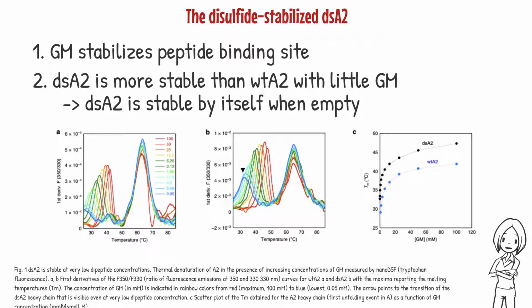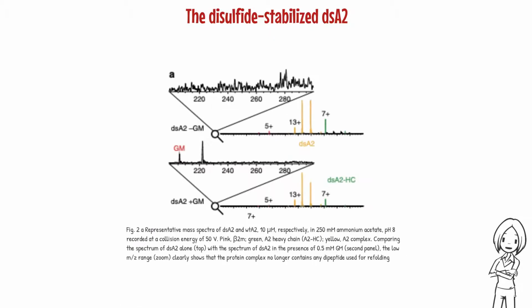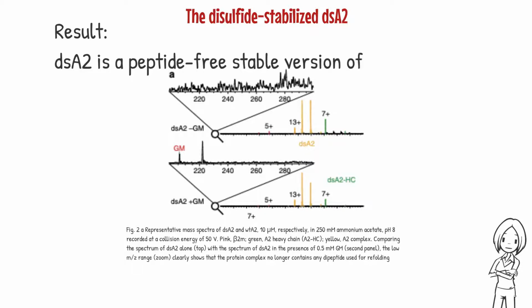To demonstrate that the peptide binding site of the disulfide stabilized class 1 molecule really had no dipeptide in it, mass spectrometry was performed after removing any peptides by size exclusion chromatography, presenting the still stable molecule. Finally, it was shown that the binding of a full-length peptide to the disulfide stabilized class 1 molecule is not affected. Therefore, we can trust for the purpose of this paper that the disulfide stabilized class 1 molecule is a peptide-free, stable version of the wild-type class 1 molecule.